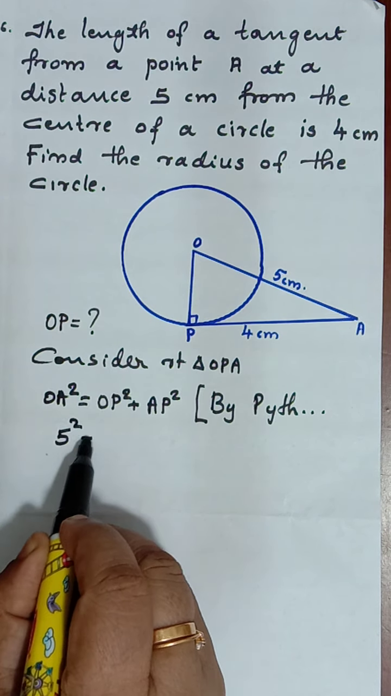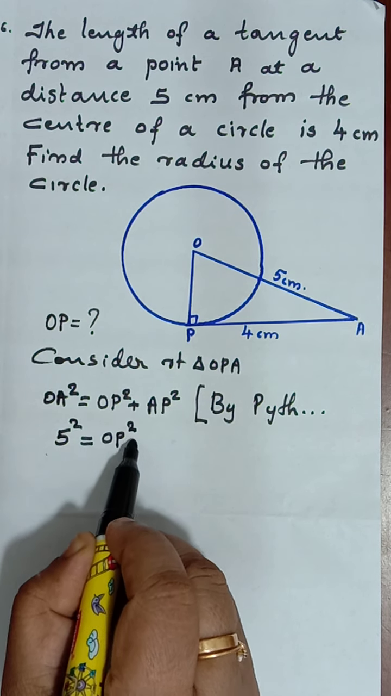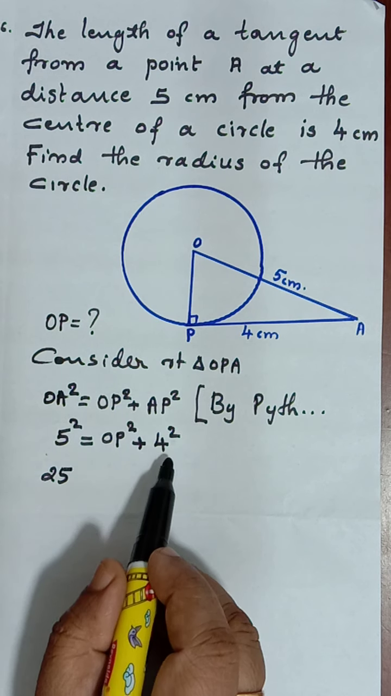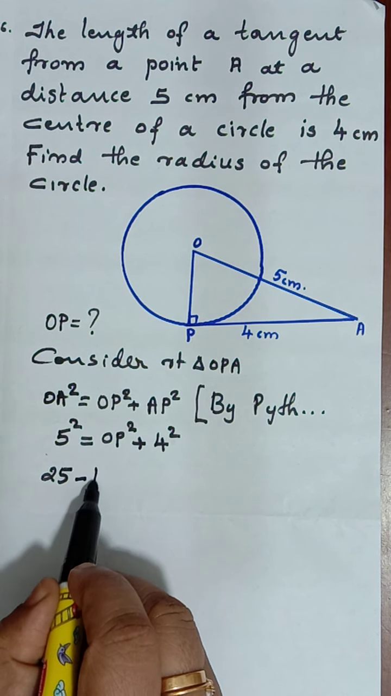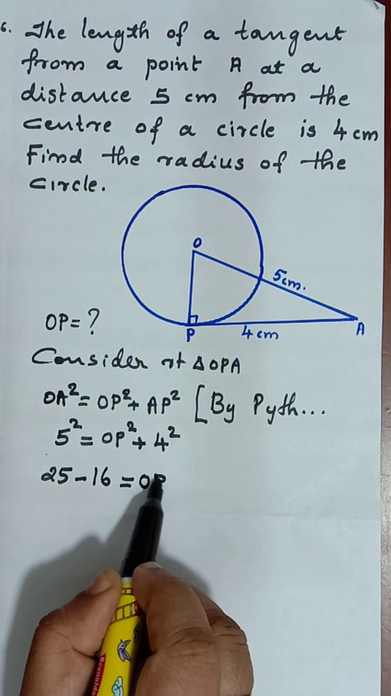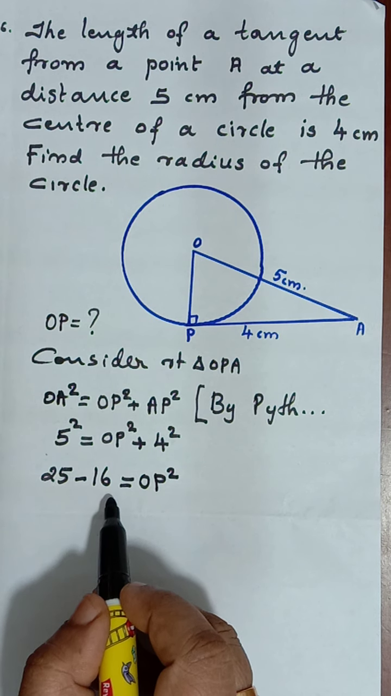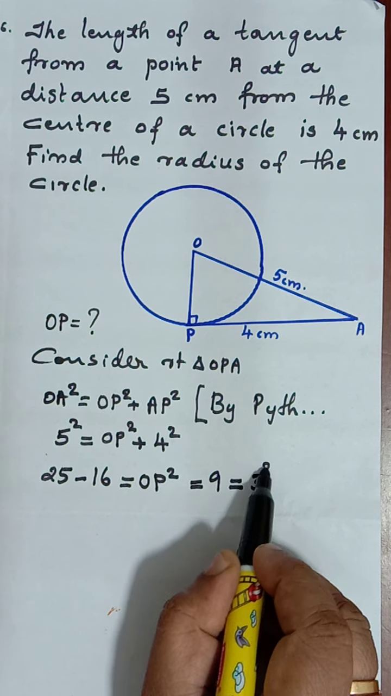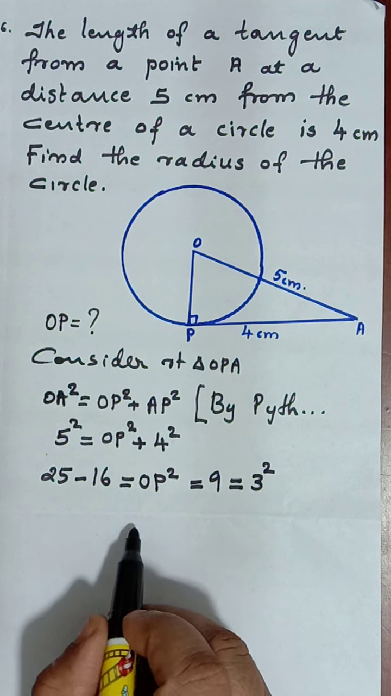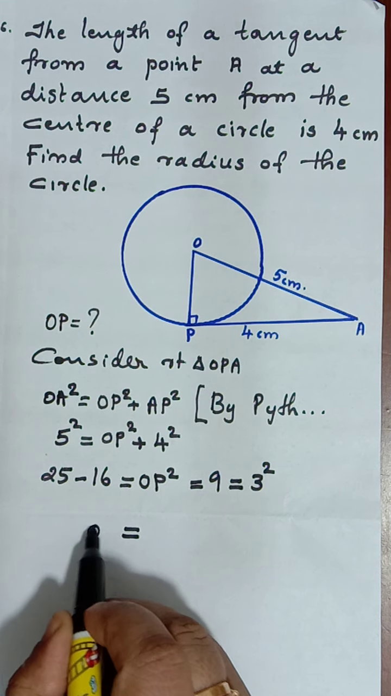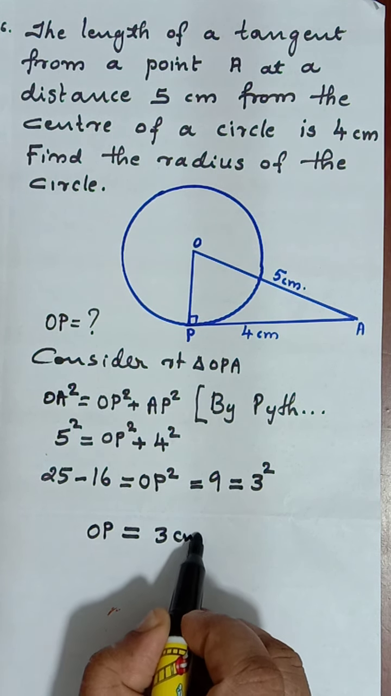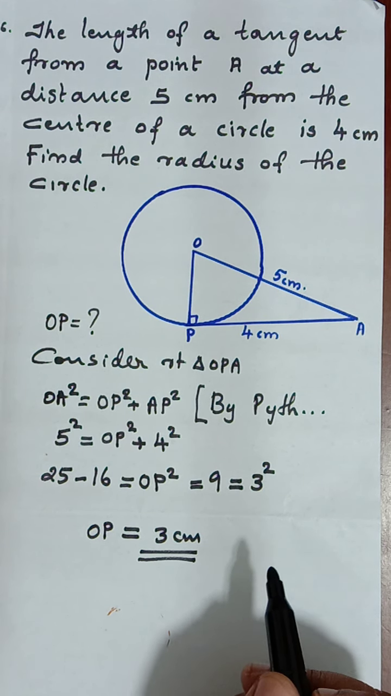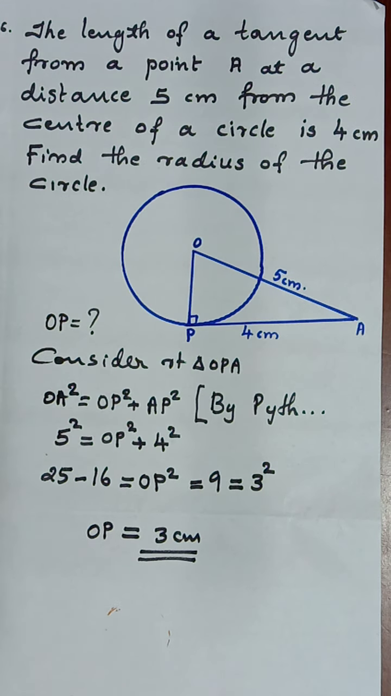This is 5 square is equal to OP square is to be found out. AP square is 4 square. 5 square 25. Positive 16 becomes minus 16. That's equal to OP square. What is 25 minus 16? It's equal to 9. We can also write it as 3 square. OP square equal to 3 square means OP equal to 3 centimeter. We are getting the answer OP equal to 3 centimeter, or radius of the circle is equal to 3 centimeter.